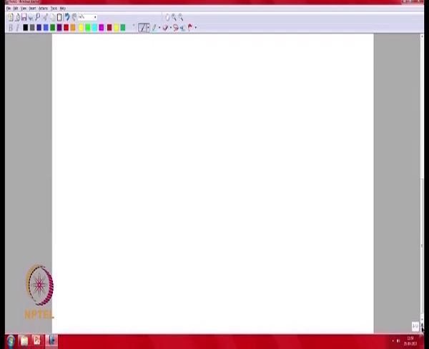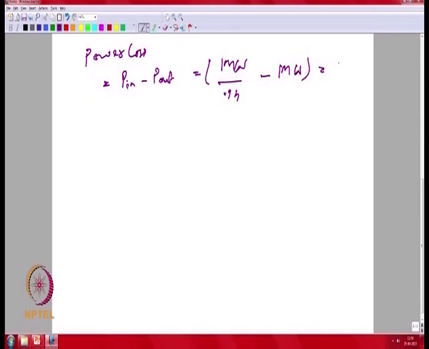So, if you look at the example of the 94% efficient power converter, you can calculate the power loss. So, this is P in minus P out. So, it is 1 megawatt divided by 0.94, minus P out, which is 1 megawatt. So, this is about 63.8 kilowatts of power getting dissipated.